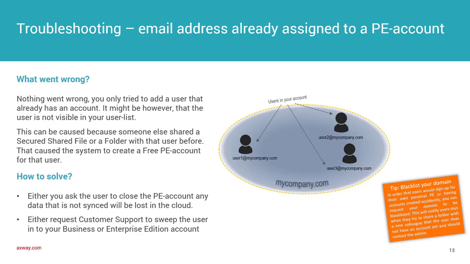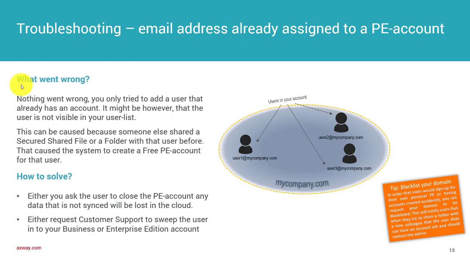Adding users manually is not our best practice, and sometimes it could happen that you cannot add a user because the user is already linked to a different account. And you ask yourself, what went wrong? Well, actually nothing really went wrong, but the problem is that the user that you're trying to add already exists, not in your account, but outside your account. And you ask yourself, how was this possible?